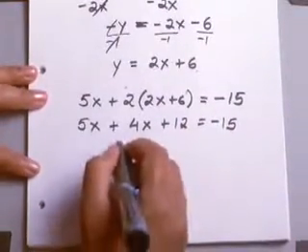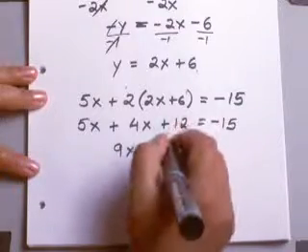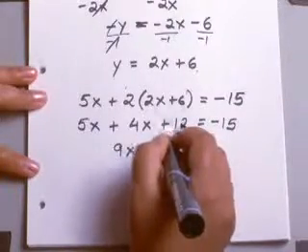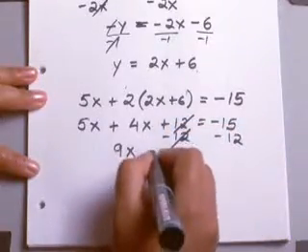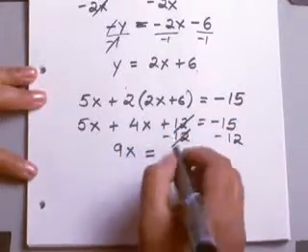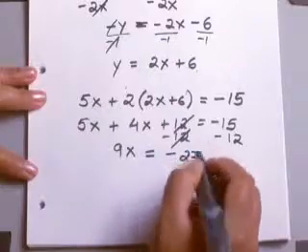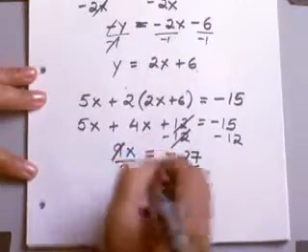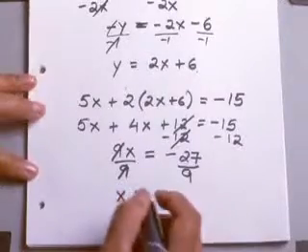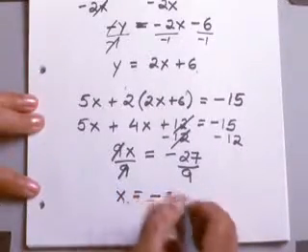Right, combine your like terms, and we can move our 12 over to the other side, which will give us 9x equals -27. Get x by itself, so divide by 9, and you end up with x equals -3.